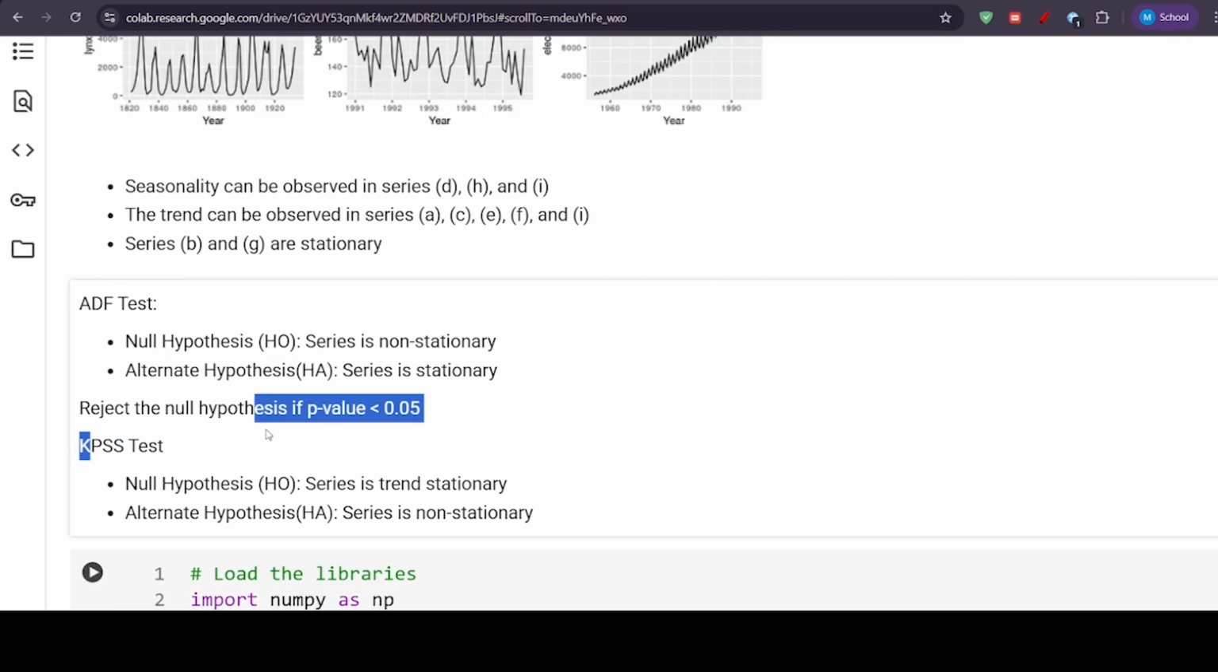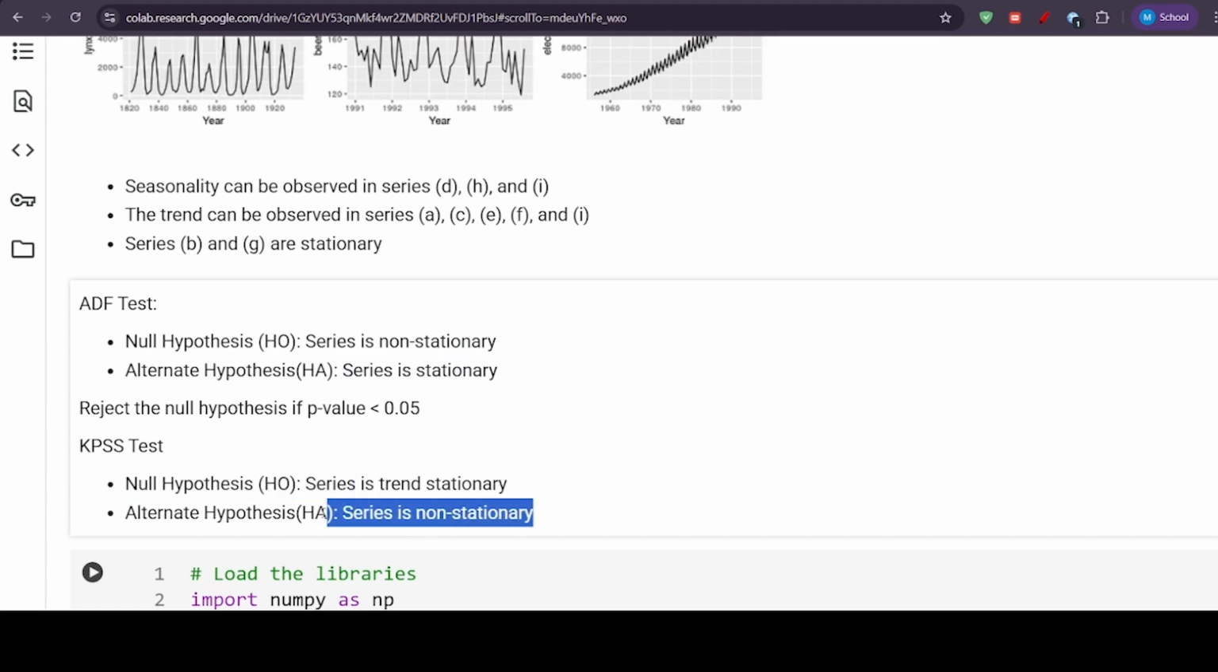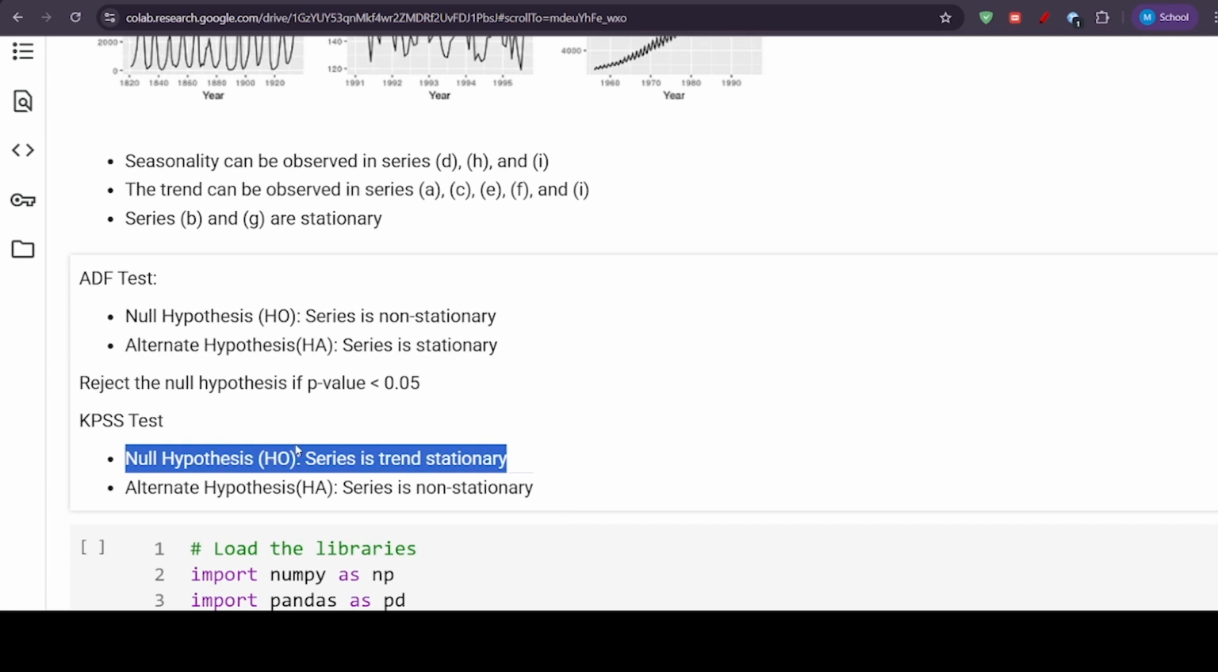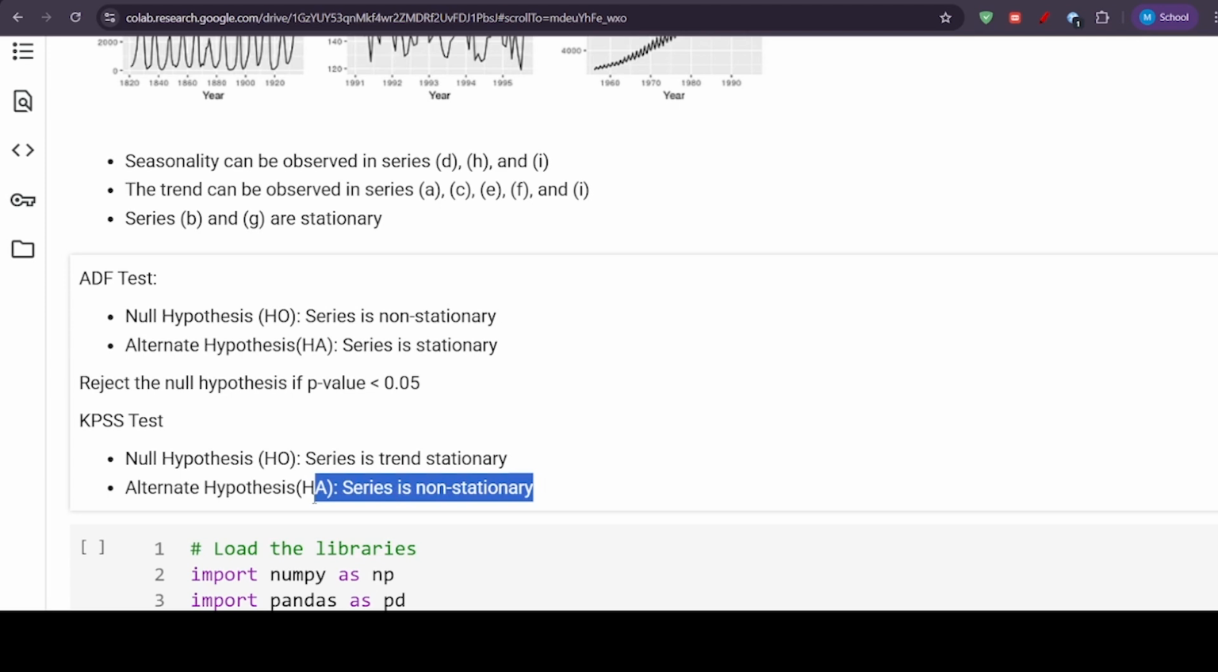Now, exactly opposite to the ADF test is the KPSS test. Its null hypothesis is that the series is trend stationary, or the series is stationary, right? So what was the alternate in ADF is the null hypothesis here, and the alternate hypothesis is that the series is non-stationary. So in this case, we want the p-value to be higher than 0.05 to say that it's stationary, right? If the p-value goes below 0.05, then it becomes non-stationary. The alternate hypothesis will get proved, right?